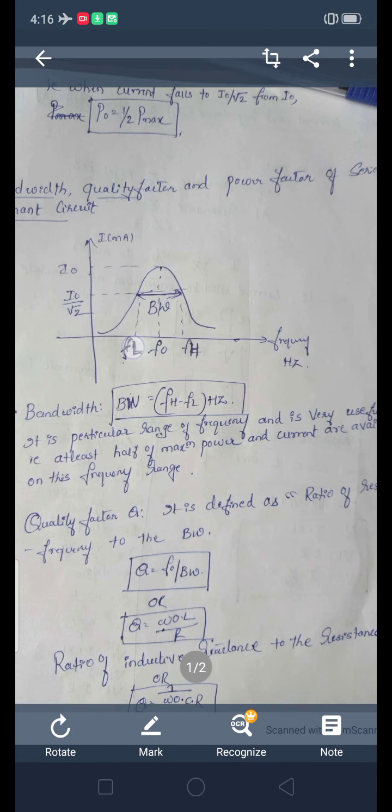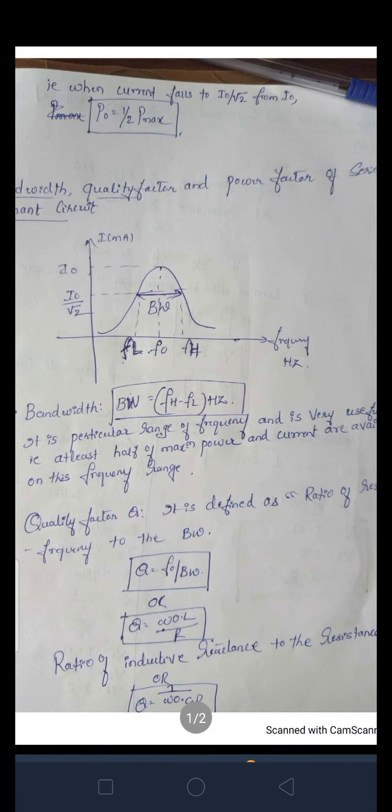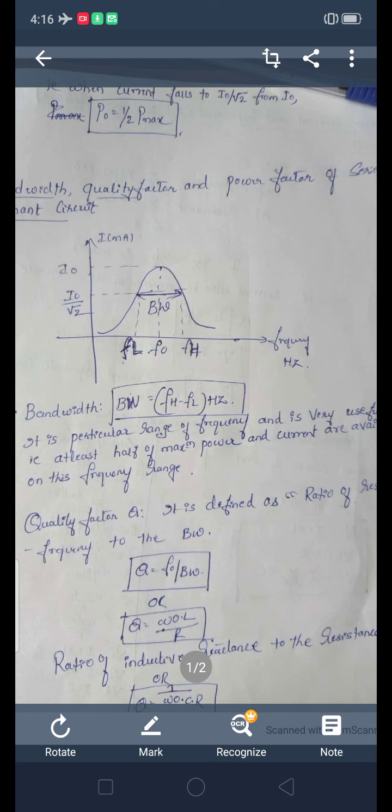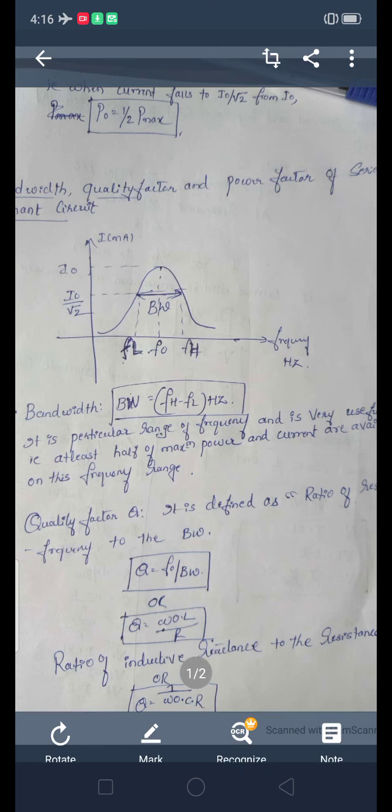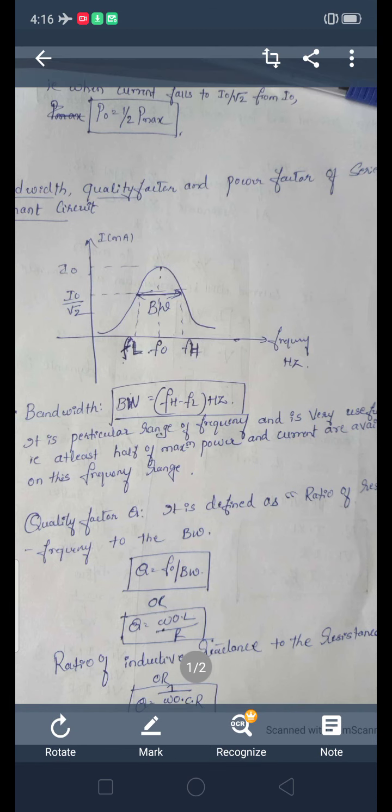So, this range of frequency extending from FL to FH is called bandwidth. So, how to define bandwidth? Bandwidth is nothing but a particular range of frequency. Here we will get at least the power half of the maximum value.